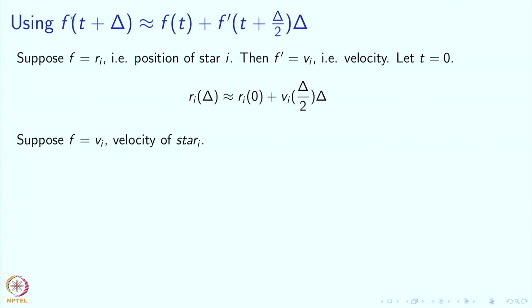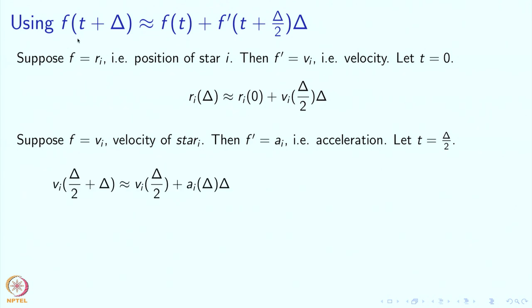Next, let's see what happens if f is the velocity. Then f dash is the acceleration, and again let's take time equal to 0. This time we are going to take time equal to delta by 2. You will see why. So what becomes of this? t is delta by 2, so we are going to get delta by 2 plus delta. This is going to be v sub I of delta by 2.